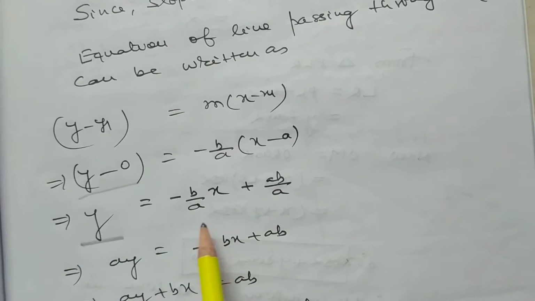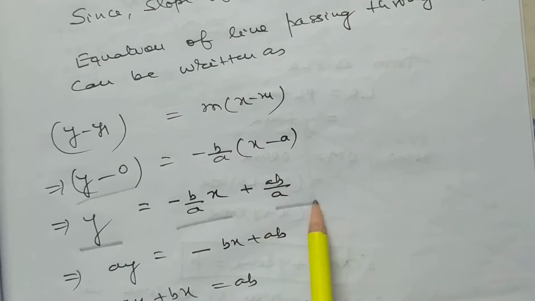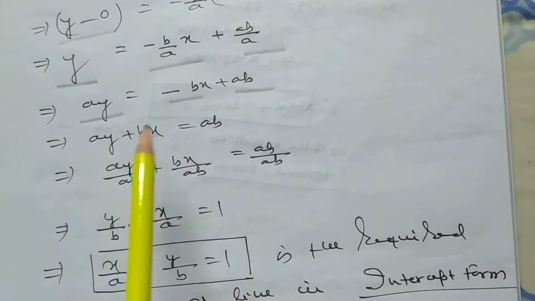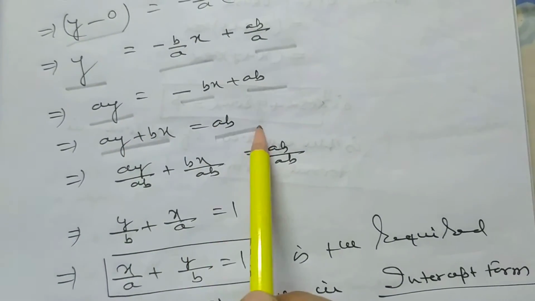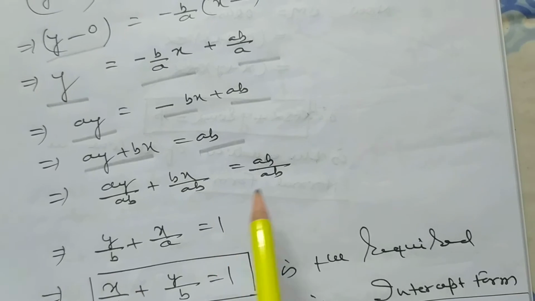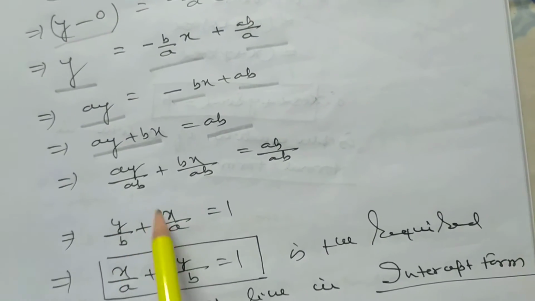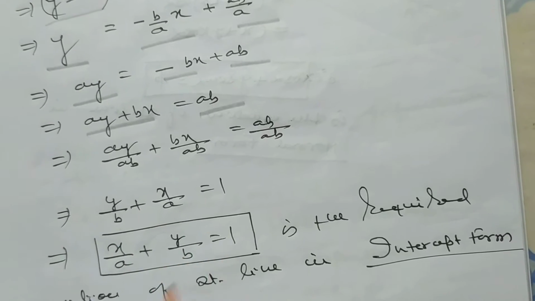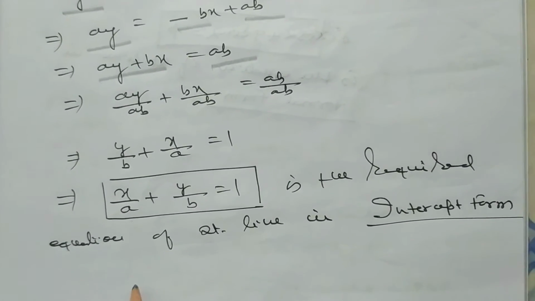That is y is equal to minus b by a x plus ab by a. That is ay is equal to minus bx plus ab. So ay plus bx is equal to ab. Dividing both sides by ab, we have y by b plus x by a is equal to 1. So x by a plus y by b is equal to 1 is the required equation.